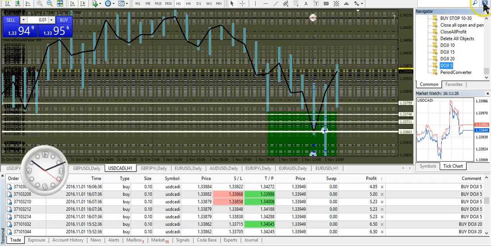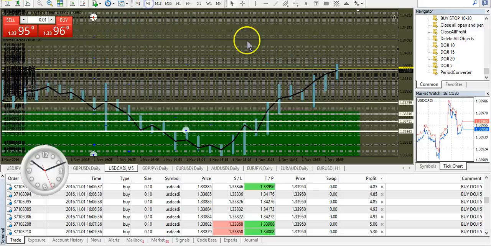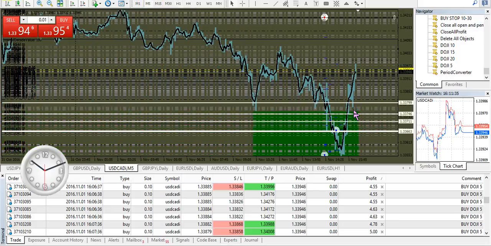I'm gonna put a hedge on right at the top of that. There's the 5-minute. Still waiting for that euro. It's a bad relationship.